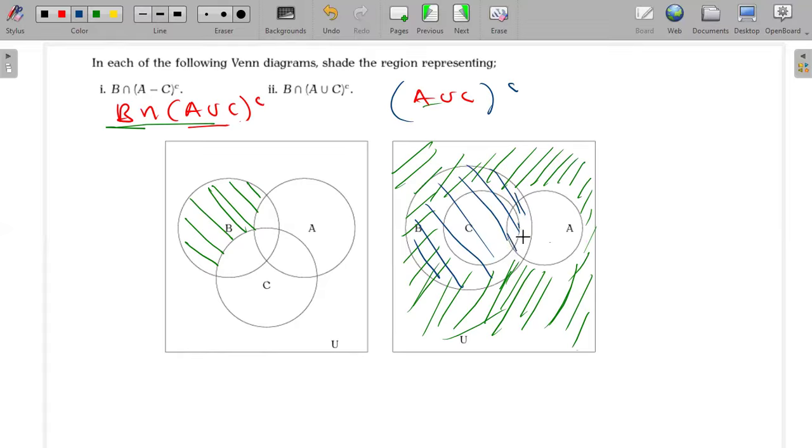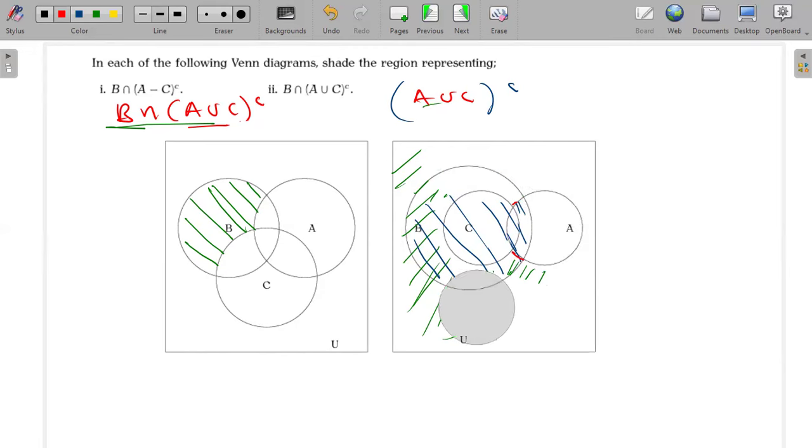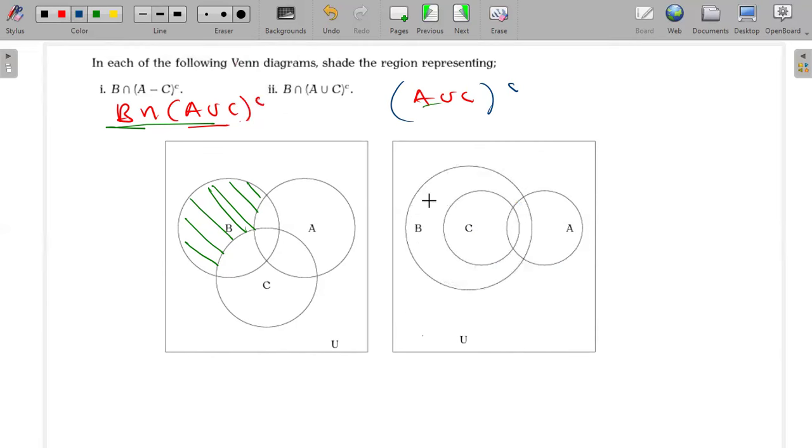So there is my set B that I've shaded. And then where have my lines crisscrossed? The lines have crisscrossed from here to there and just that outer region there. So let me show you this. There we just get that our answer is this region here, like that. So this here is our answer for that question. Okay, so this is how you shade.